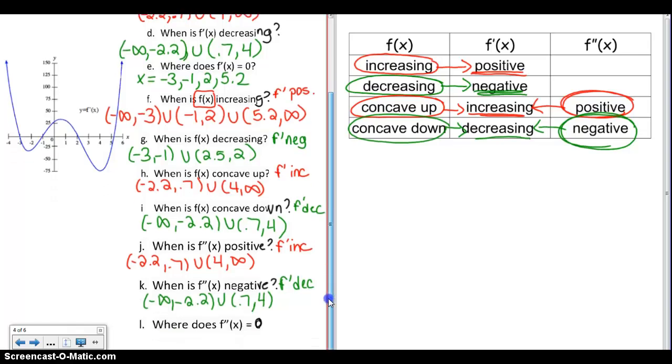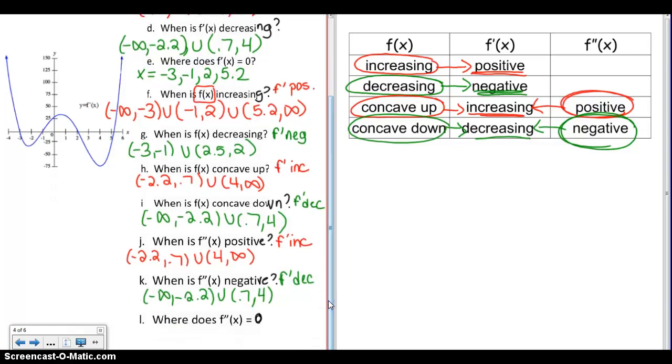And for the final question, it wants to know where does the second derivative equal 0? So we want to go back to the graph for that. The second derivative equals 0. It's the slope of the first derivative. So we want to know where would our tangent lines be horizontal. And so that's going to happen at what we call the mins and maxes of the graph, or the extrema of the graph. So the tangent line is 0 right there at negative 2.2, at the 0.7, and at 4.